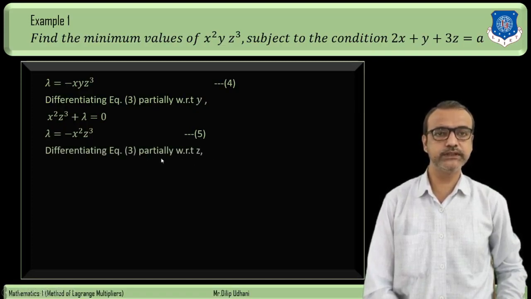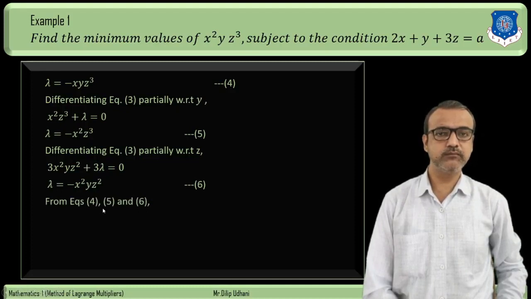Now differentiating equation number 3 partially with respect to z. So we will keep x and y constant. So for the first term, x square y will be constant, and derivative of z cube is 3z square. Then after plus lambda will be as it is. Then derivative of 2x is 0, derivative of y is 0, 3 will be as it is, derivative of z is 1. So 3 into 1, answer is 3, and into lambda, answer is 3 lambda, and derivative of minus a is 0. So we have 3x square y z square plus 3 lambda equals to 0. Now dividing this equation by 3, we will find out lambda from here. So we have lambda equals to minus x square y z square. Now say this is equation number 6.